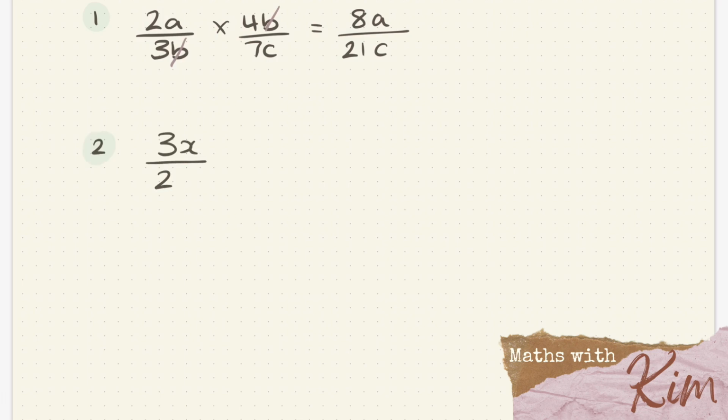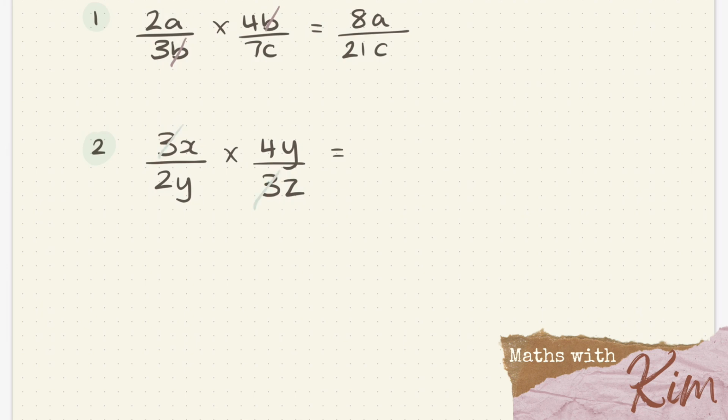3x over 2y multiplied by 4y over 3z. First thing we're going to do, look at the numbers, see if there's anything in the top that I can simplify or cancel out with the number in the bottom. And we can see we've got a 3 and a 3. So these two cancel down to 1. So I'm going to just cross those out.